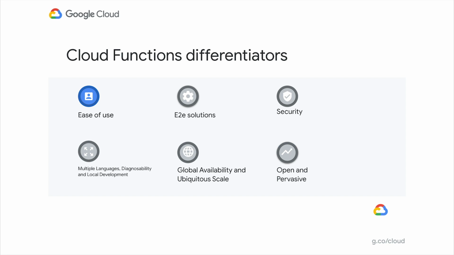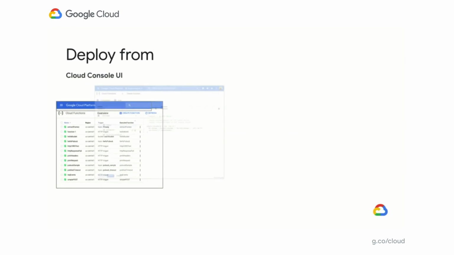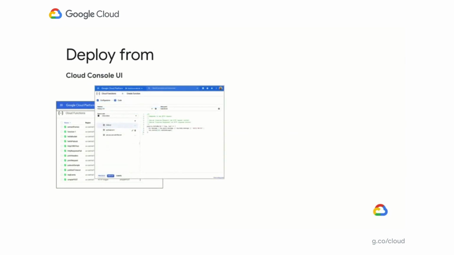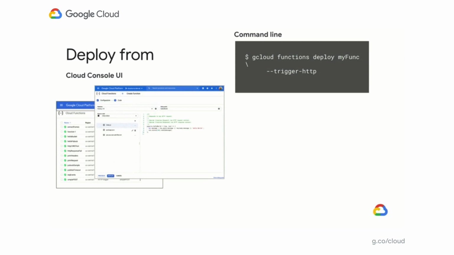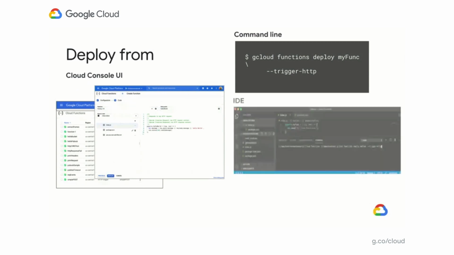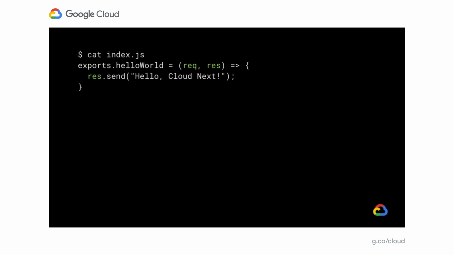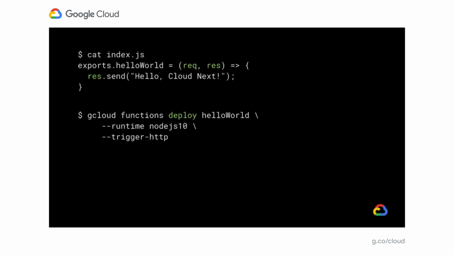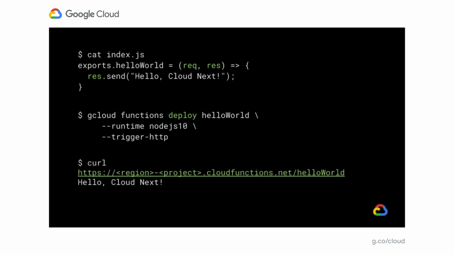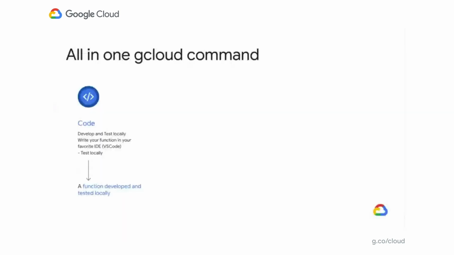First is ease of use. Cloud Functions is a very easy to use product where users can write up a function very quickly from the UI, from the CLI, from their favorite IDE, and from an API. For example, here's a simple function in Node.js where a user's just written hello Cloud Next. The user quickly wires it up and deploys it using the CLI, and then it's ready serving traffic. All in a single command.